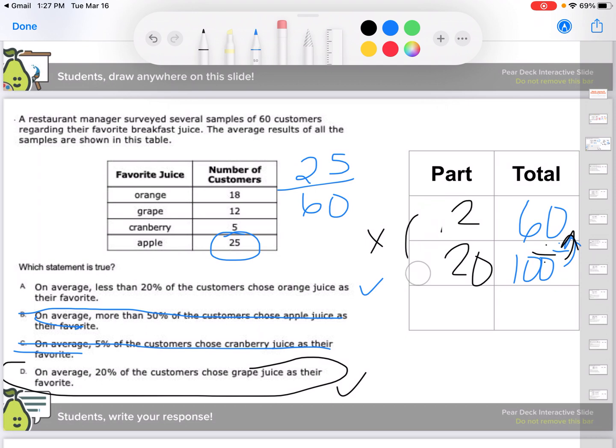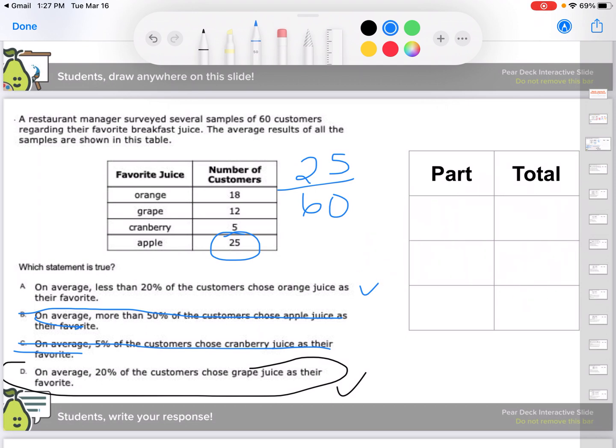And let's see if I did something wrong with my math. So I've got my 60 and I have my 100, right? And then I know orange was 18. So I'm going to divide and then multiply. I might have put the wrong number in my calculator.